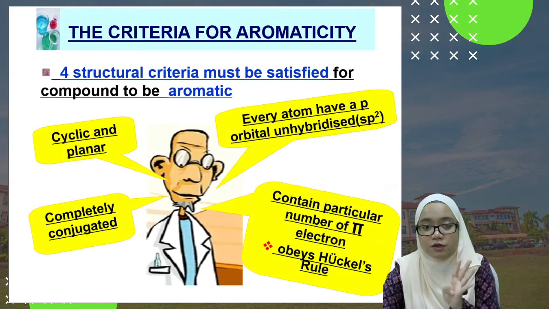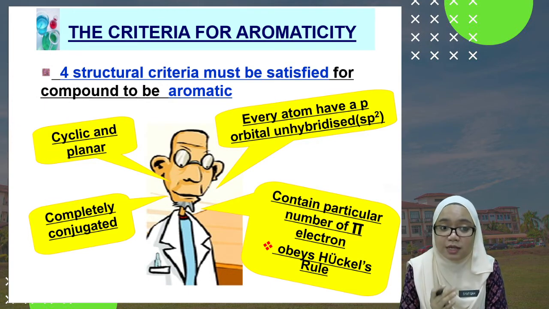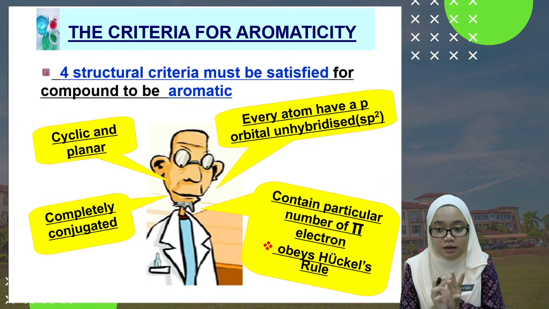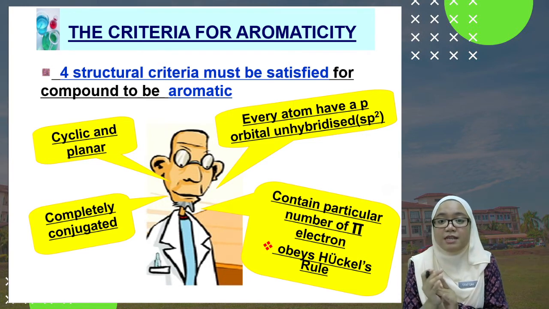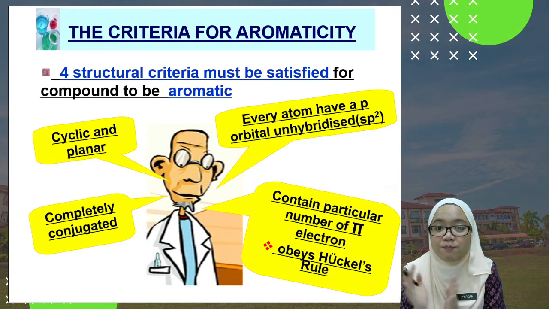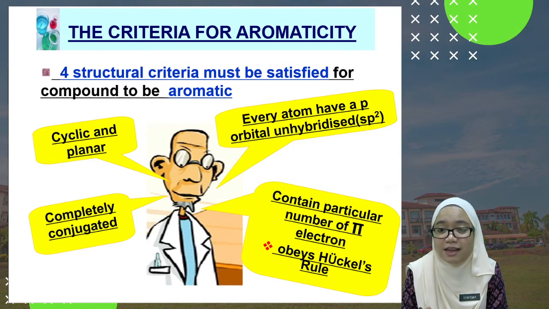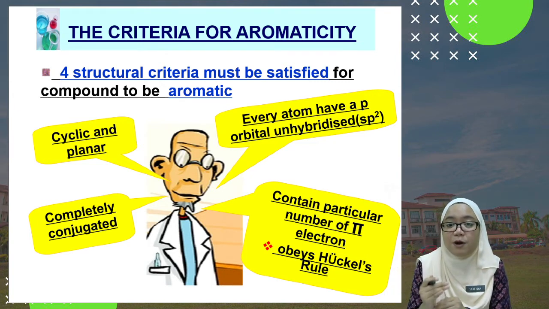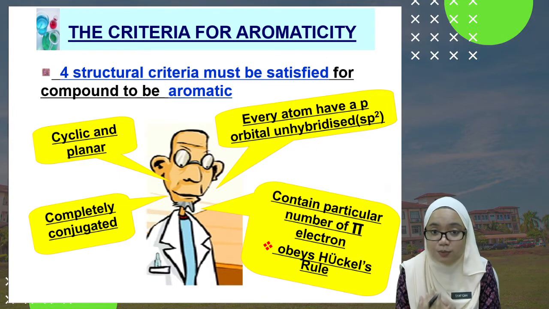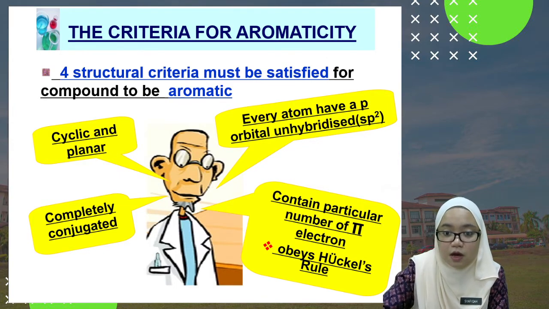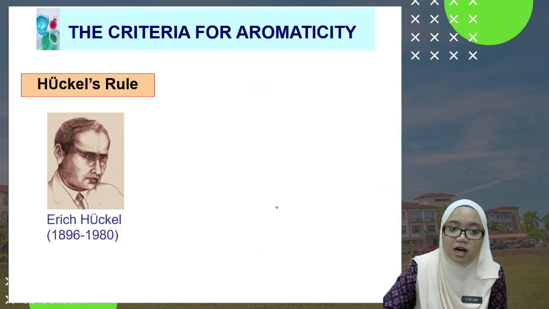There are 4 structural criteria that must be satisfied for a compound to be aromatic. The first one is it must be cyclic and planar. The second one, it must be completely conjugated. The third one is that every atom must have a p orbital, an unhybridized p orbital, and sp2. And then it must contain a particular number of pi electrons, which obeys Huckel's rule, for it to be an aromatic compound. So let's look at Huckel's rule.